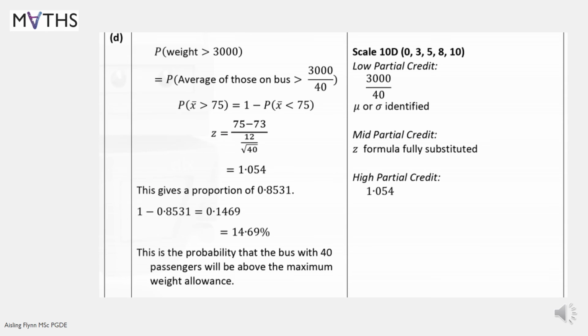So here's the marking scheme for that bit, another 10 marks. And that's exactly what we got. This is the probability that the bus with 40 passengers will be above the maximum weight allowance. Again, partial credits gained along the way. If you just divided the 30,000 by 40, you'd get 3 out of 10. If you'd got the z-score out, you get 5 out of 10. And if that's substituted, and if you calculated it fully, you get 8 out of 10. So always start somewhere and give it a go.